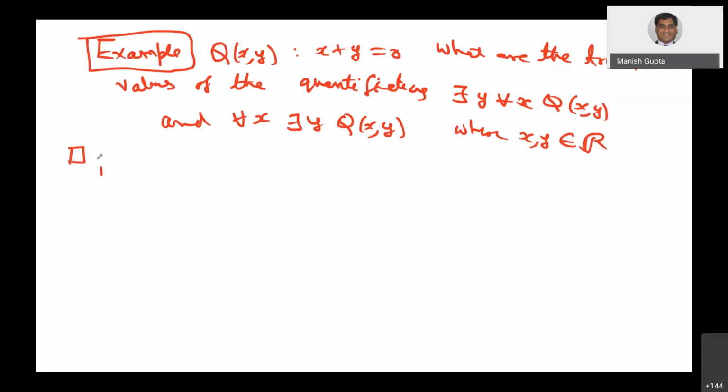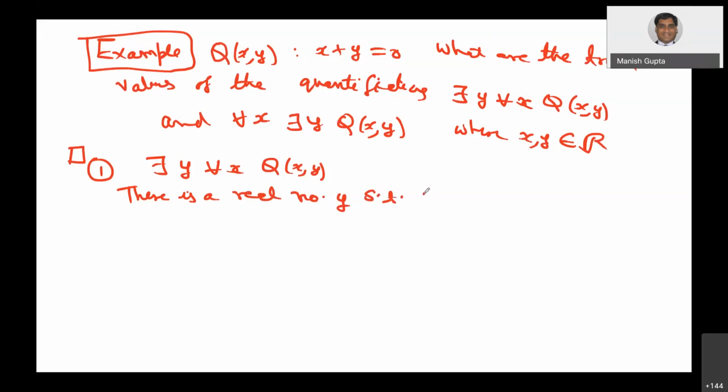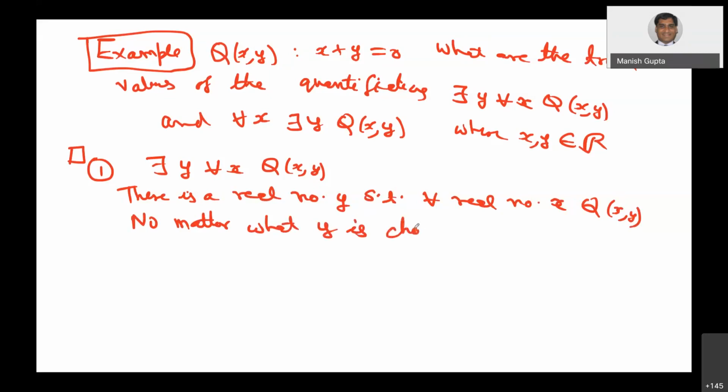First, we will check the first one. There exists y for every x Q(x,y). Okay, so that means there is a real number y such that for every real number x, Q(x,y). So no matter what y is chosen, because there exists y, right? No matter what y is chosen, there is only one value of x such that x plus y is equal to 0.